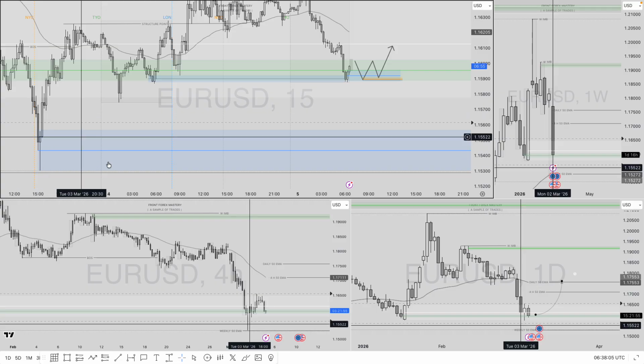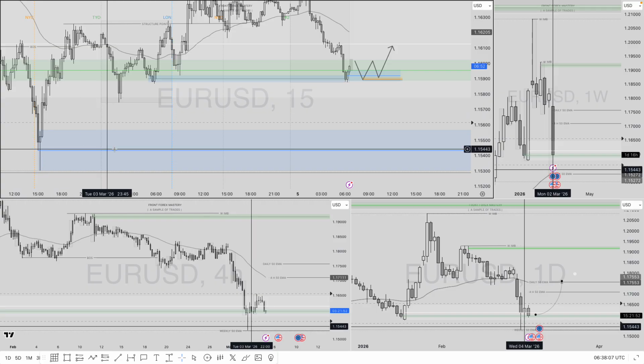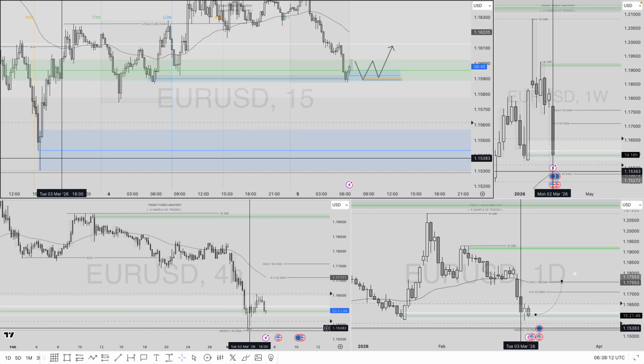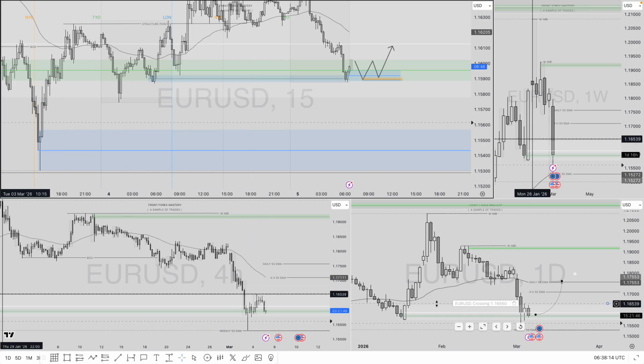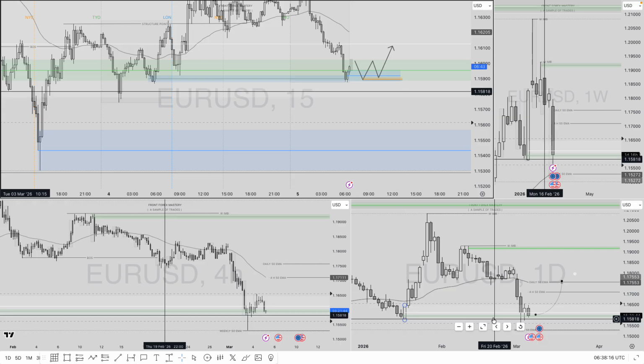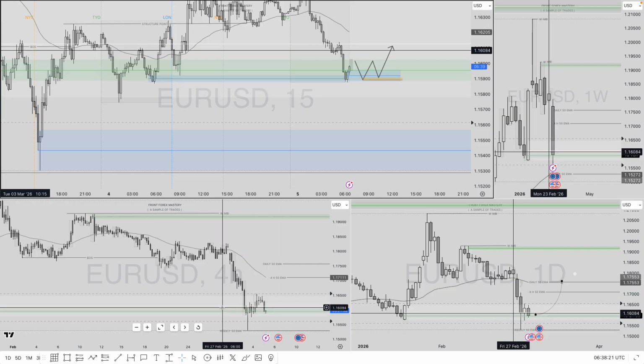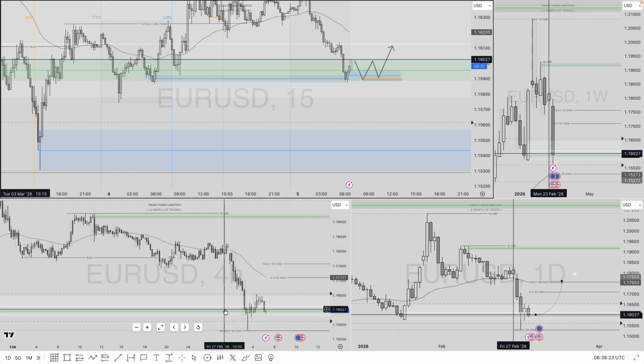As the DXY popped up through that daily order block and gave us the wick rejection to the highs, we have exactly the same here. Price has tapped into that weekly 50 MA. Price has respected the daily order block just like on the DXY to the highs. And more importantly, price has also respected this 4-hour order block.